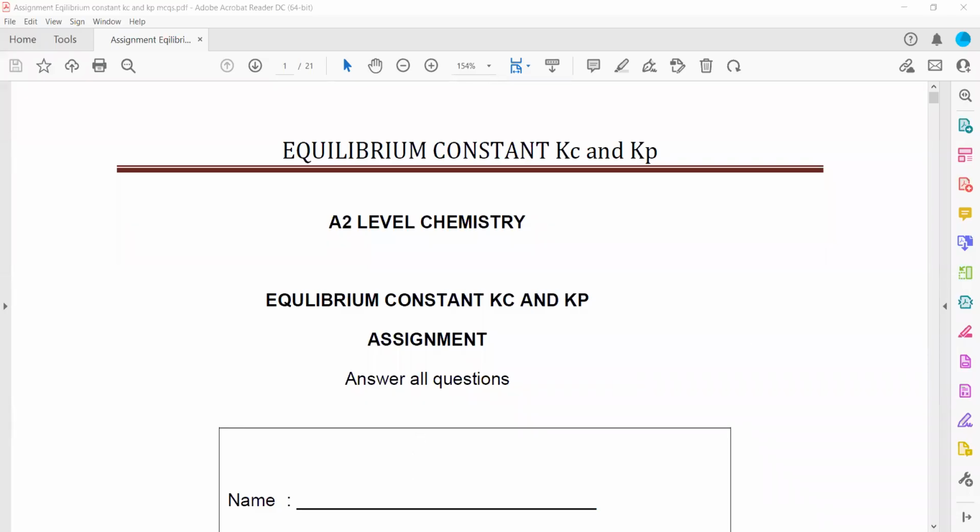So, equilibrium constant Kc and Kp. First, I will discuss the doubts related to this exercise. The first one is question 4, part 3.